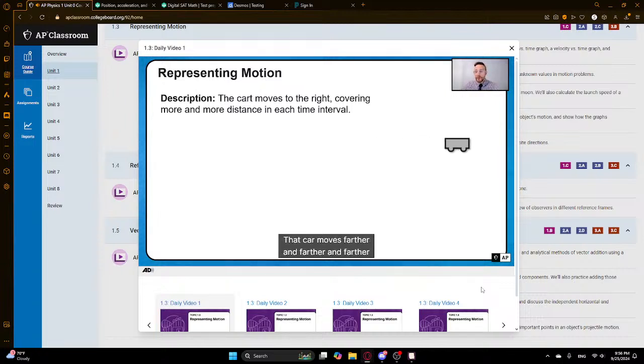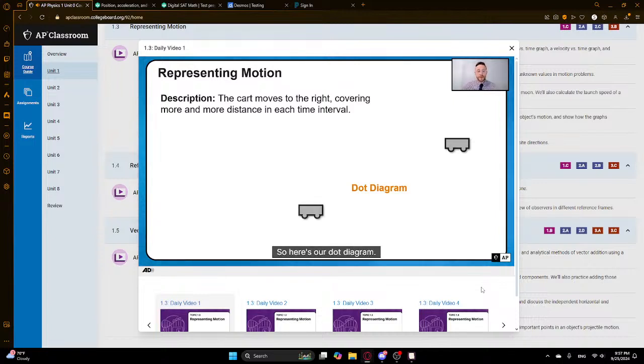That car moves farther and farther and farther in each time interval. Another way of looking at how that car moves that can be a little bit more descriptive, it's still a lot like a drawing, is a dot diagram. Now in a dot diagram, a mark is going to be made on the path that the car takes, and that mark is coming down in equal time intervals. What that's going to allow me to do is see how far the car has traveled during that time interval.